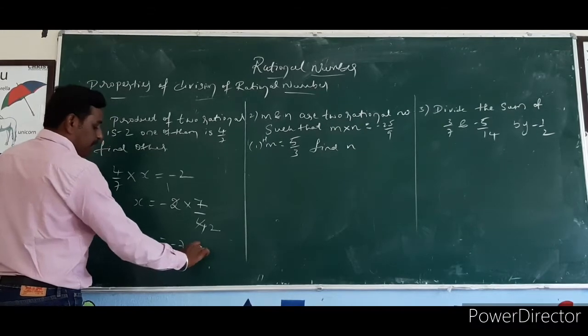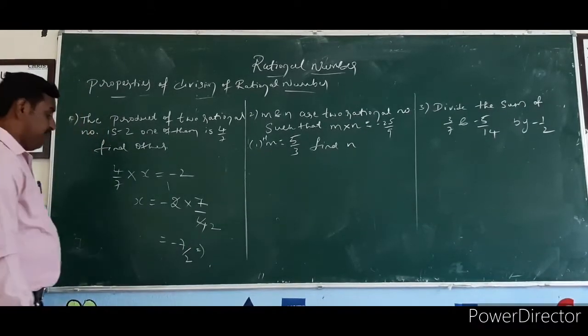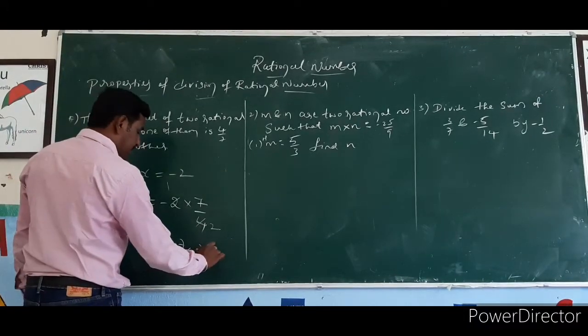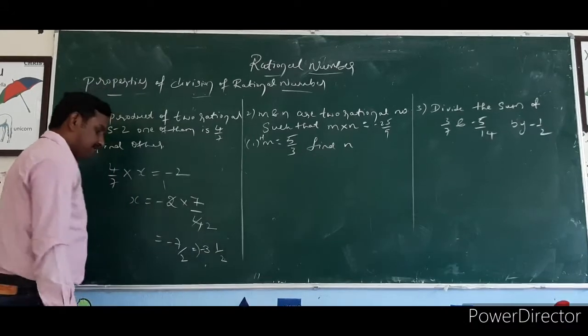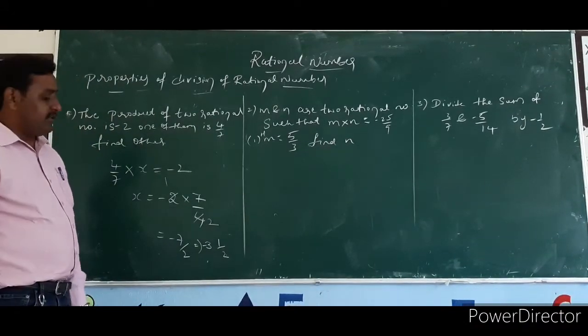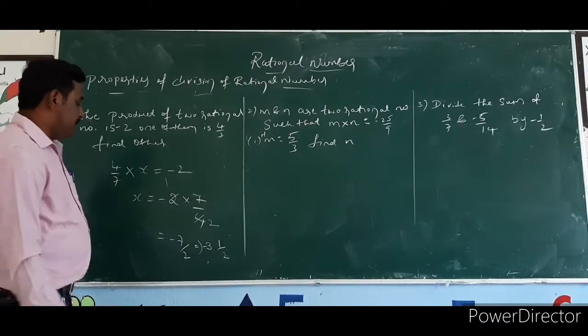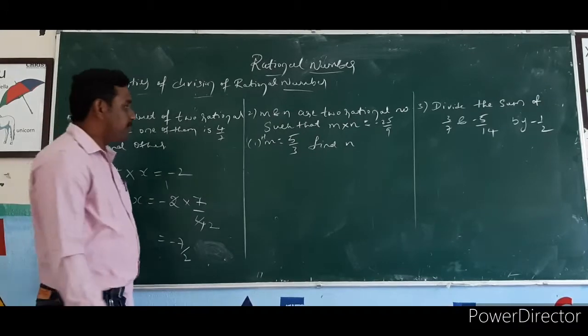Minus 7 by 2. If you change it to a mixed fraction, it means 3 1 by 2. 2 3s are 6, 1 remainder, with the minus sign. So like this you can change an improper fraction into a mixed fraction. Otherwise you can keep the answer as it is, no problem.